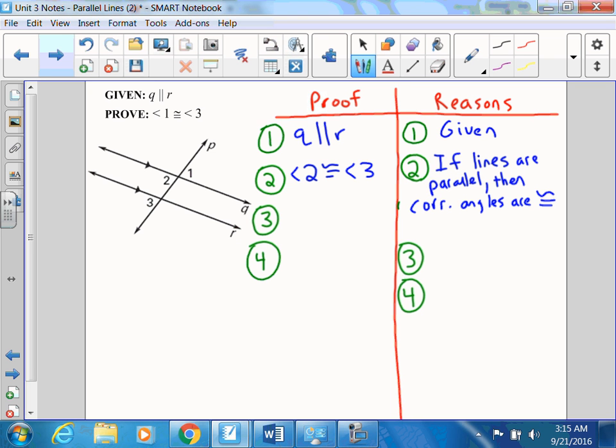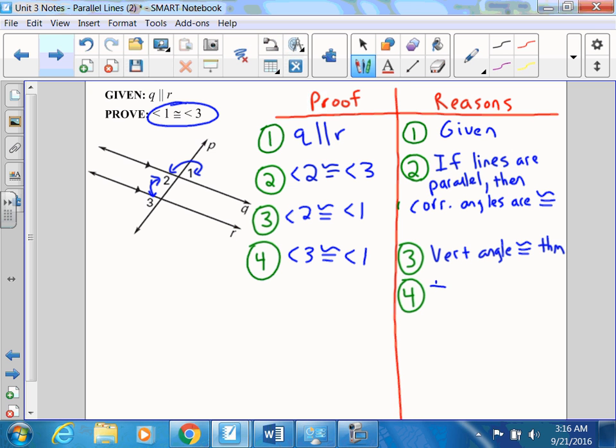We also know that angle 2 is congruent to angle 1, and that is by the vertical angle congruence theorem. Okay, so right now we've connected angle 3 with angle 2. We've connected angle 2 to angle 1 by vertical angles. So now we can connect angle 3 and angle 1 together. Angle 3 is congruent to angle 1, and that is by the transitive property.